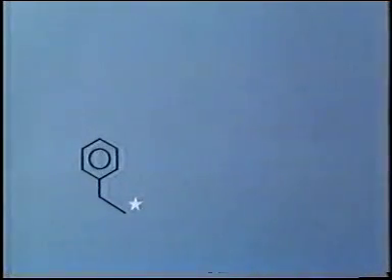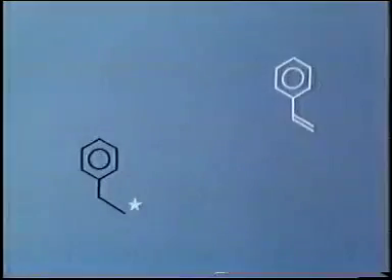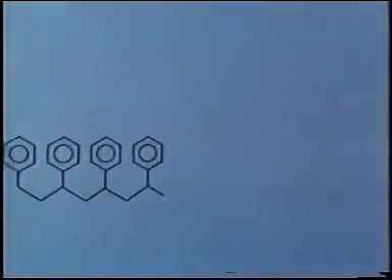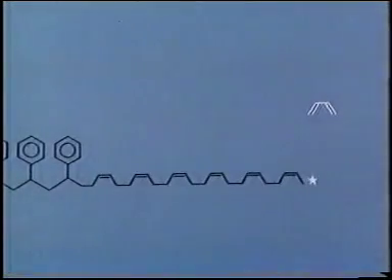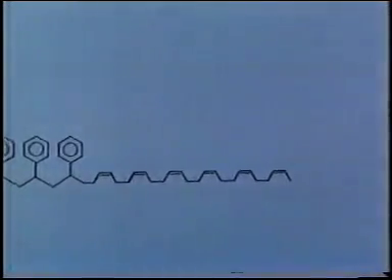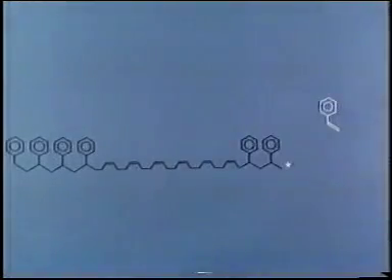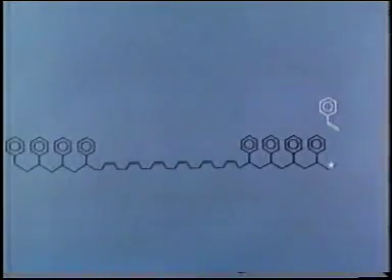A copolymer can also be built up by a chain growth mechanism. First, styrene monomers add on one at a time. Then butadiene monomers. Finally, styrene monomers again. That's one way of producing SBS, but there is a second route.